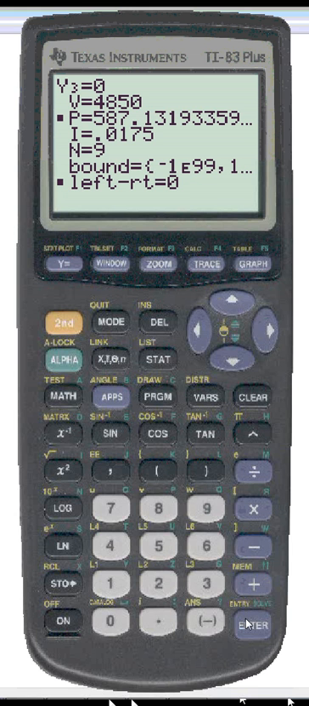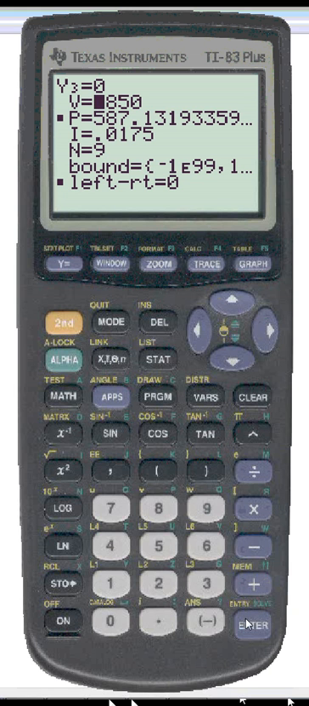So 9 payments of $587.13 will pay off a $4,850 loan at 7% per year, compounded quarterly. That's what this number is, in 9 quarters.